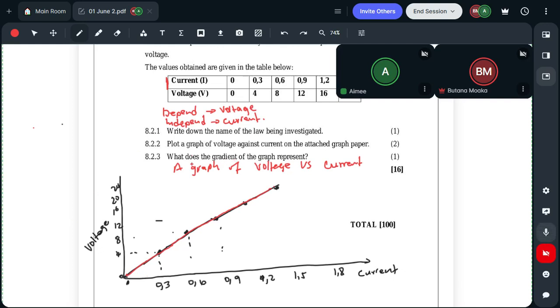And now they say, what does the gradient of the graph represent? Do you know what the answer is? No, I forgot. Remember, you said the law that is investigated here is Ohm's law, right? Yeah. So if it's Ohm's law, what is the Ohm's law formula? V equals IR. So this tells you that it represents what? The resistance. So the answer for this one is that it represents the resistance.